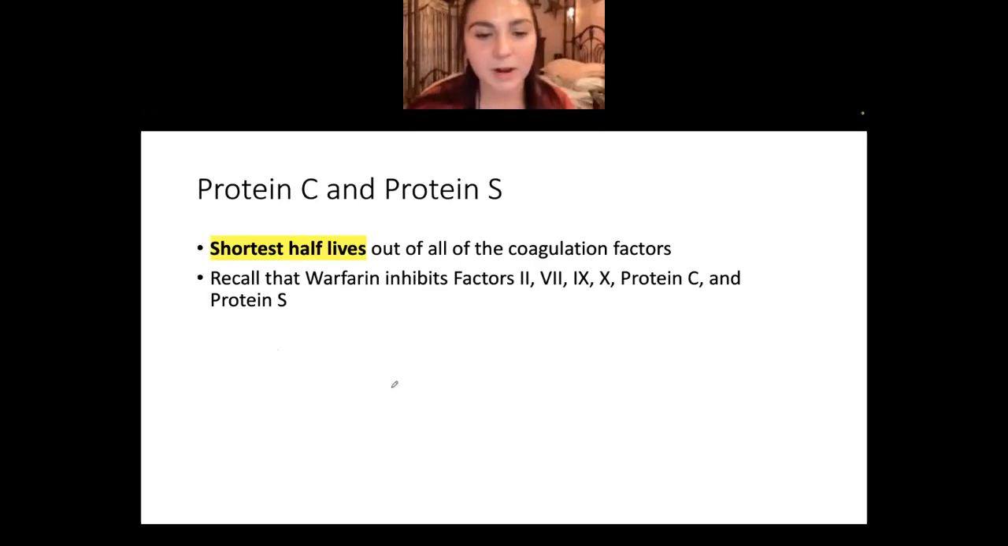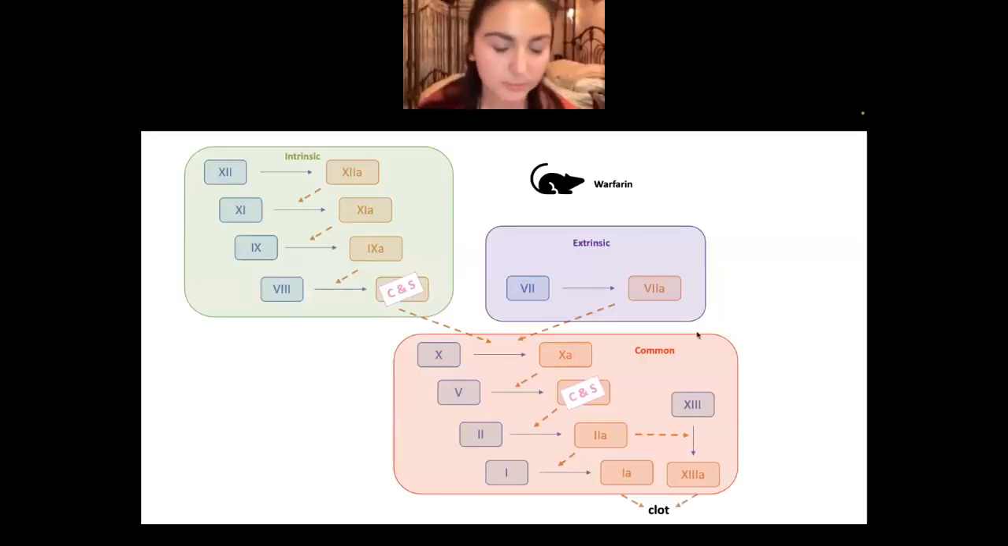And what this comes down to is back to this idea. Remember that protein C and protein S have the shortest half-lives. If you compare protein C and protein S to all the other coagulation factors, these guys have the shortest half-lives, okay? And then recall that warfarin is going to inhibit all the vitamin K dependent factors, which are 2, 7, 9, and 10, as well as protein C and protein S.